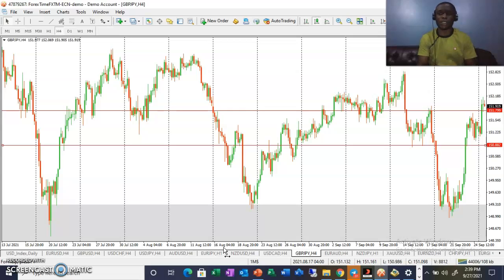So this is basically what we have for you this week. Please trade safely. Use your stop losses, manage your trades well, and wish you all the best.